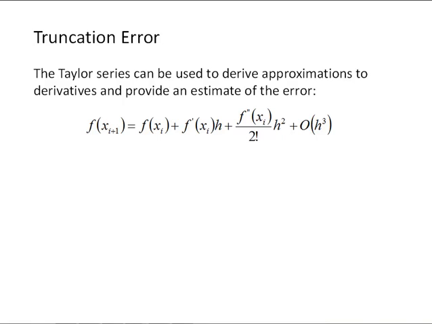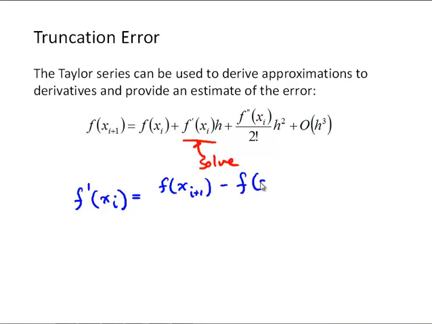So here's the Taylor series again, and we can use it to derive that finite difference approximation that we get by just taking a finite delta x. The way to do that is we would just solve for f prime. So if we solve for f prime of x, we get f prime at xi is equal to f at xi plus 1 minus f at xi, all divided by h, which again, that h is just our delta x.